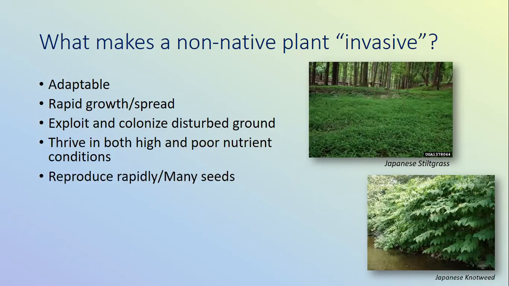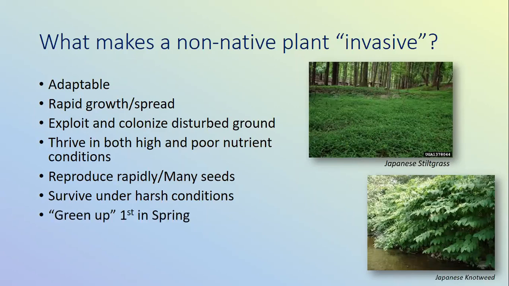They reproduce really quickly, and they often produce a ton of seeds. They'll survive under harsh conditions, so they can survive freezing conditions or super, super hot weather or really wet conditions. If we have a really rainy season, they can generally survive under those types of conditions.